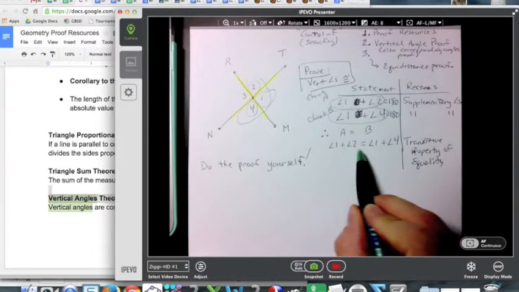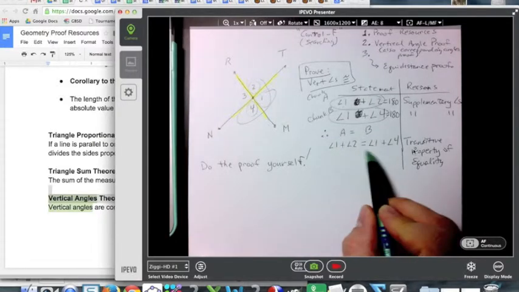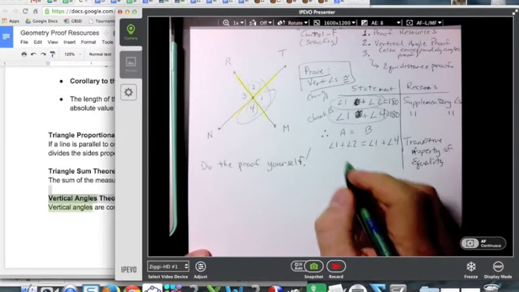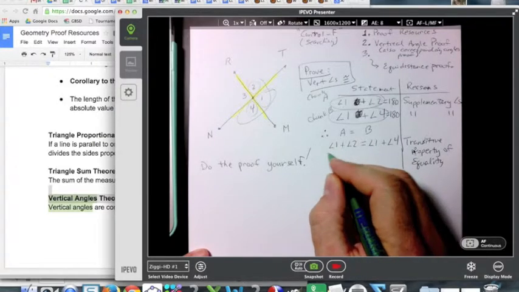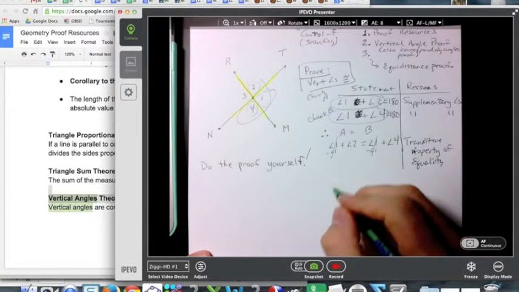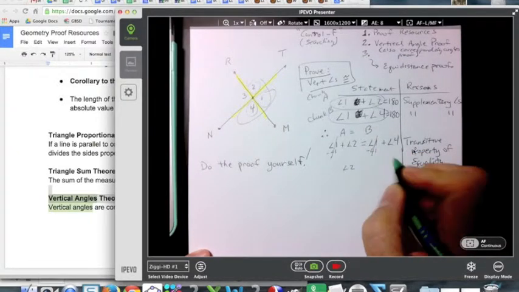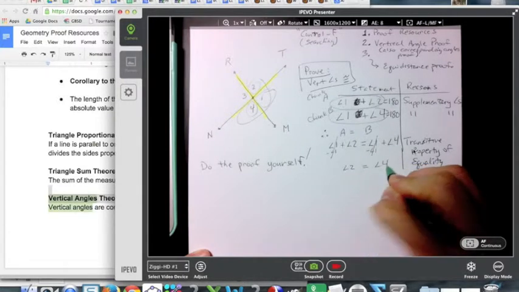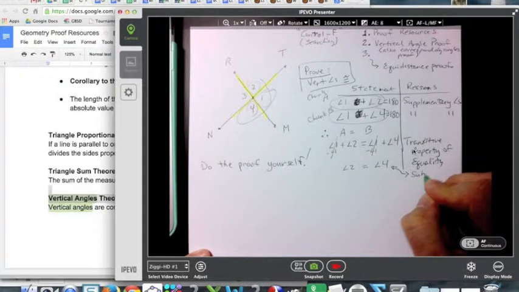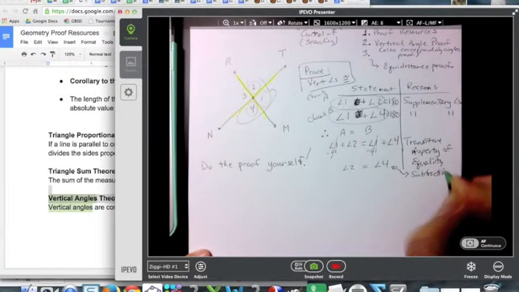Now we can look at our algebra here, and if we have the same thing on both sides, we can subtract those out. So we're going to subtract an angle 1, and those will cancel out, and I get angle 2 equals angle 4. This would be the subtraction property of equality.